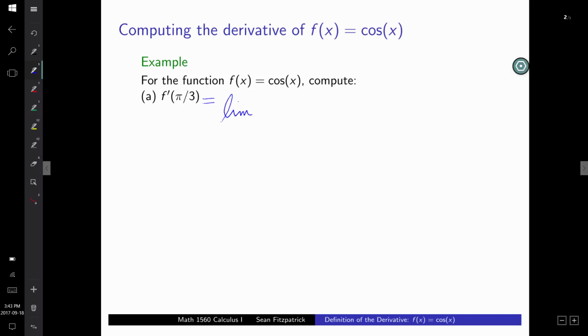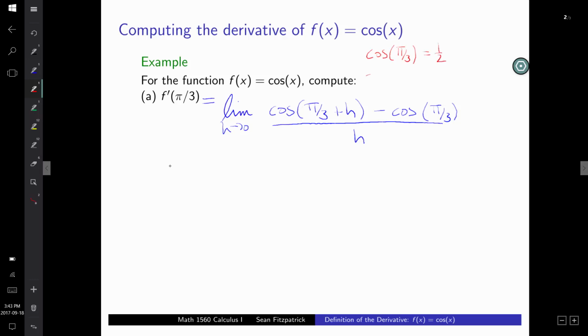Well, that's the limit as h goes to 0 of cosine of pi over 3 plus h minus cosine of pi over 3, all divided by h. Let me remind you, cos of pi over 3 is 1/2. And you're going to see in a second we will also need sine of pi over 3, which is root 3 over 2. Okay, so how do I proceed? Well, I can evaluate the cosine function on the right. I know what cos pi over 3 is.